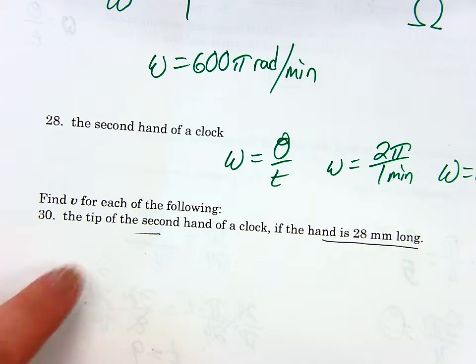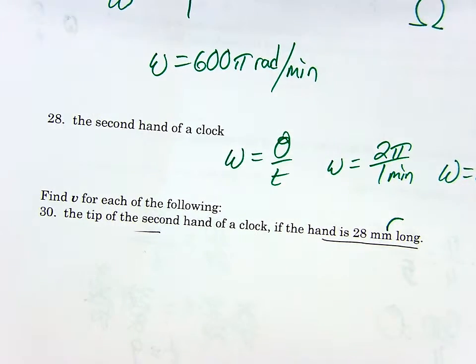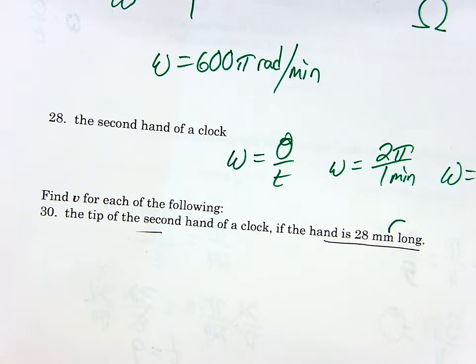Now I need to find V. Here's what I have. I've got a radius. Don't I know W for the second hand? I just found it. It's still a second hand. It doesn't matter if I'm talking about this clock, a clock downstairs, a clock in Hong Kong, as long as they are functioning properly and doing 1 revolution per minute.